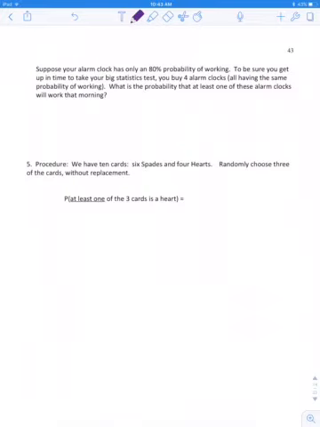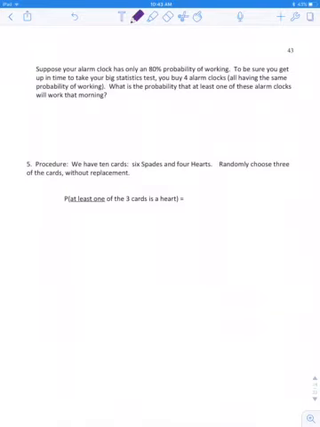Okay, we're going to look at another example. So this is example 4. It says, suppose your alarm clock has an 80% probability of working. To be sure you get up in time to take your big statistics test, you buy 4 alarm clocks, all having the same probability, all having an 80% chance of working. What is the probability that at least one of these alarm clocks will work that morning?